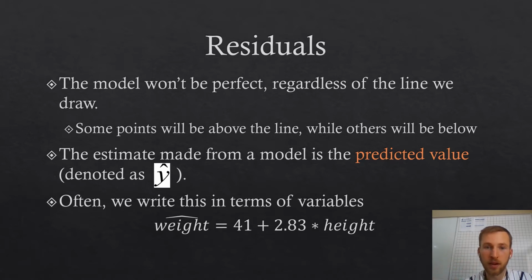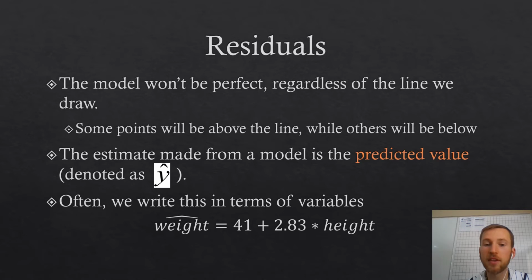Okay. So the estimate made from the model is called our predicted value, which we call y hat, or our variable name with a hat. Oftentimes we write this in terms of variables. For example, if we're trying to predict somebody's weight based off of their height, the hat on top of weight in our equation means we are trying to predict the weight based off of somebody's height.